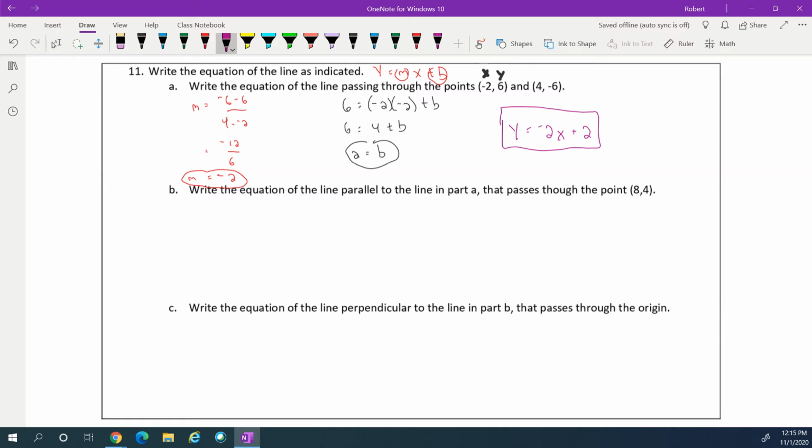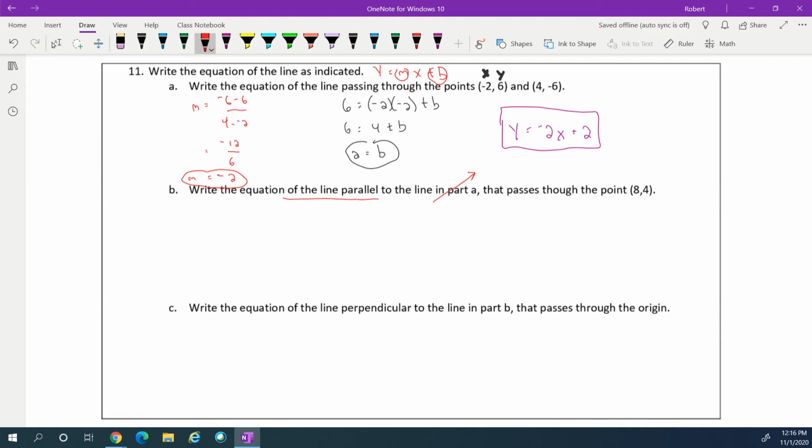Well, now we want to tie that into our knowledge about parallel and perpendicular lines. So look at the next part here, part B. We're going to write the equation of a line parallel to that one. So we still need slope. They're not giving us slope, and they're not even giving us the points to find slope. But they're telling us how our new line compares to that one.